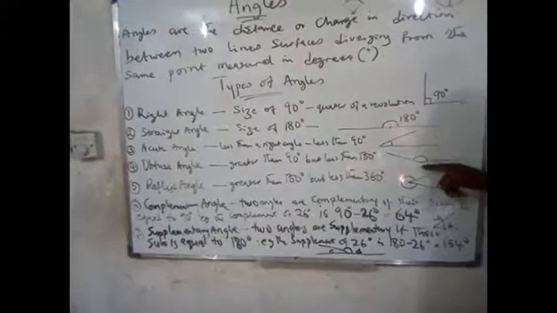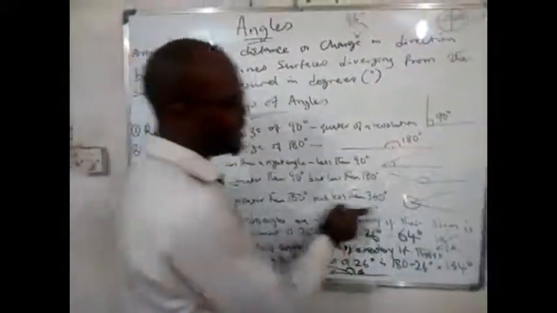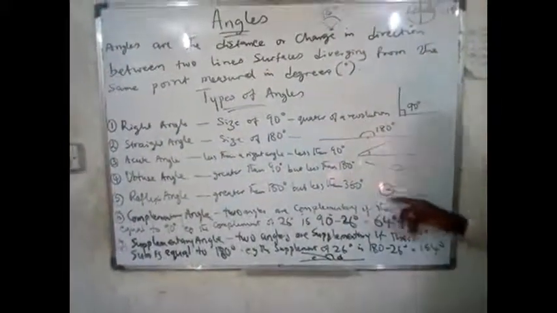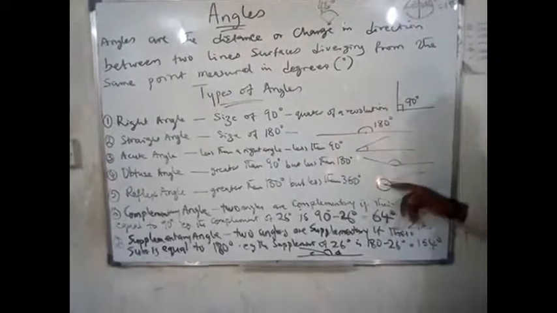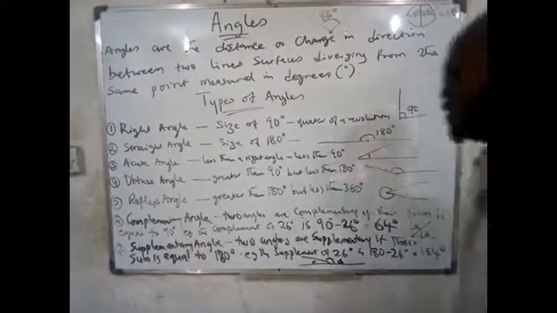Reflex angle is the angle that is greater than 180, but less than 360. Can you see that? Can you see this angle? It's bigger than 180, isn't it? But yes, it's less than 360, which is a full revolution.